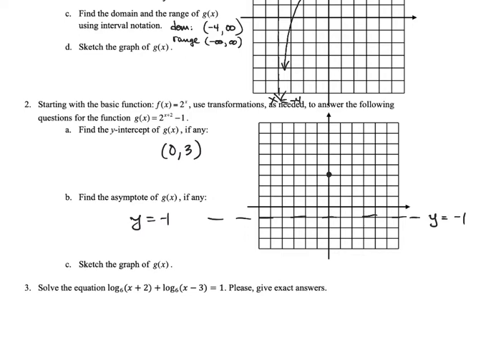Now, part C, sketch the graph. We need a couple other points, so let's plug in x equals 1. That's kind of an easy one. If we plug in a 1 for x, 1 plus 2 is 3. 2 cubed is 8. 8 minus 1 is 7. So 1 comma 7 is on the graph. I'm going to plug in -1. -1 plus 2 is 1. 2 to the first power is 2. 2 minus 1 is 1. So -1 comma 1 is on the graph. So the exponential function looks something like that.